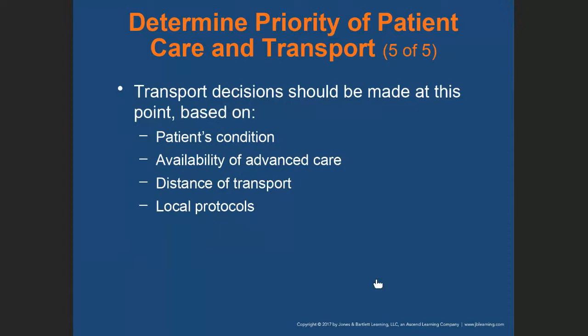Now, transport decisions should be made at this point based on the patient's condition, availability of advanced care, distance of transport, and local protocols. Let's say there's a motor vehicle accident in Halfway Tree. So there's a motor vehicle collision in Halfway Tree. You have Medical Associates that's nearby. You have UE and you have KPH. Patient is showing signs of head injury and possible spinal injury.